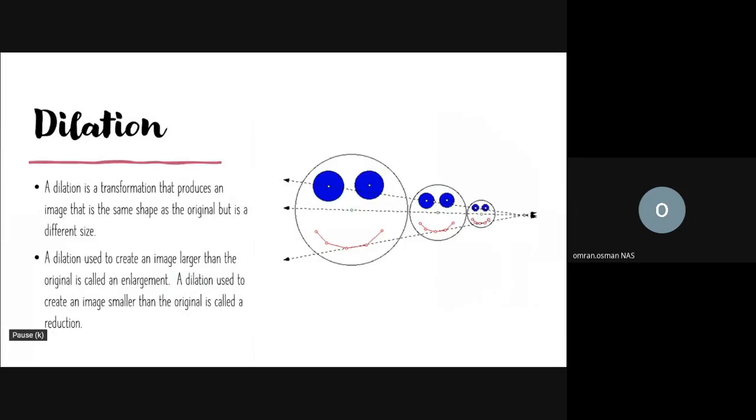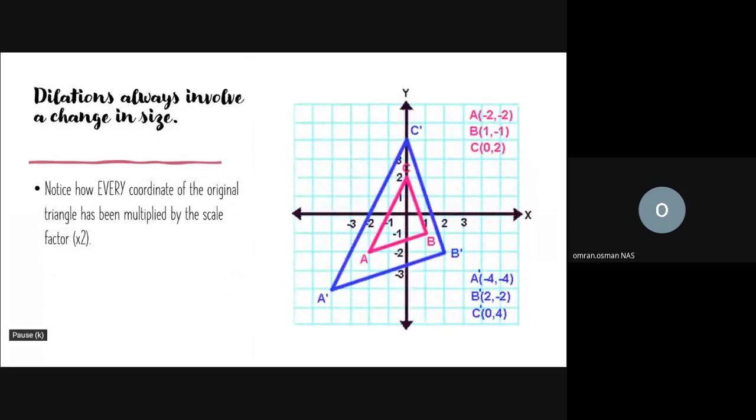The last type of transformation is dilation. Dilation, on the other hand, changes the size of the object. It can either make it bigger or smaller, but it still doesn't cause a change to the overall shape of the object. In this example, we can see that every coordinate of the original triangle has been dilated by a factor of 2. And at the end, the triangle still has the same angles in each of them.